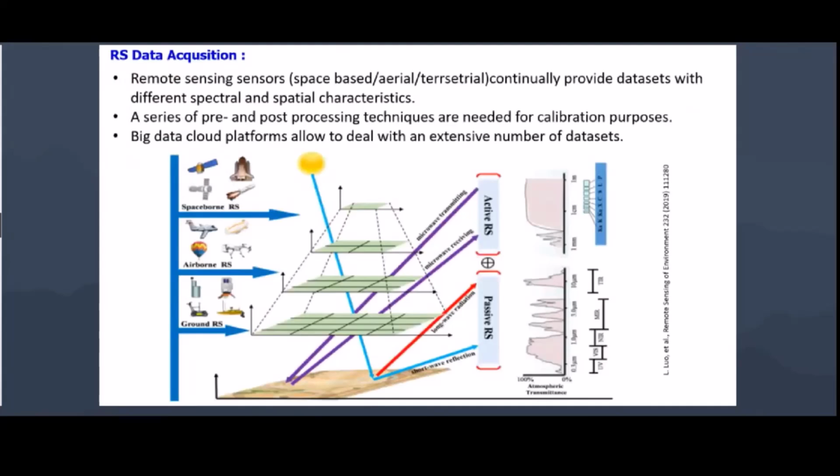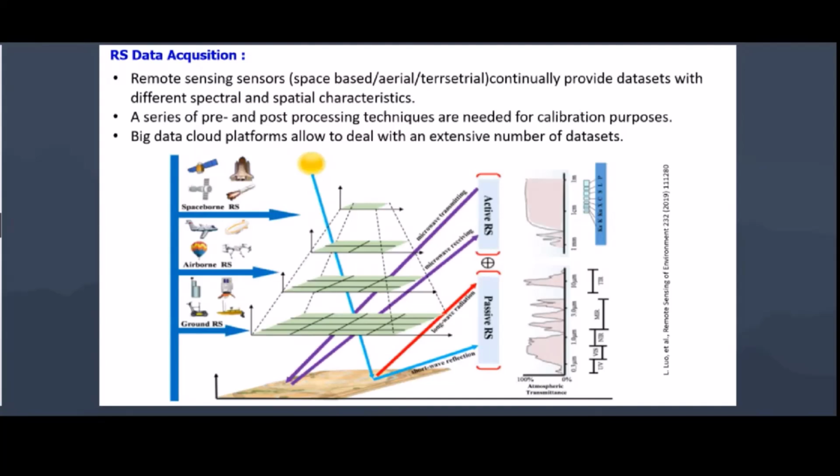Now, in the next section we will see how different kinds of data are acquired and how these will be useful to us, in which application areas in the area of archaeological or heritage studies these can be used. So remote sensing sensors could be space-based, they could be aerial sensors, aircrafts or UAVs, and they could be terrestrial sensors. These continually provide us with data sets with different spatial and spectral characteristics.